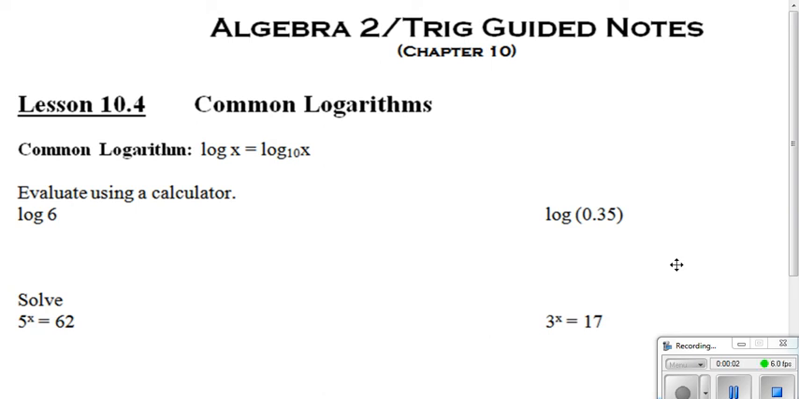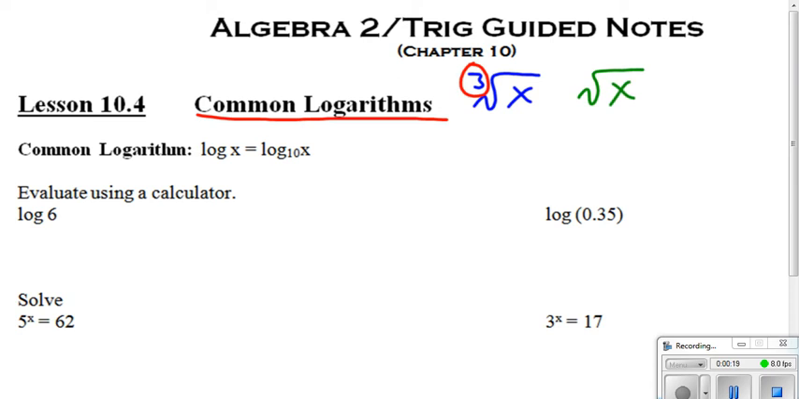Lesson 10.4 is about an idea called the common logarithm, or common log. If you remember back to radicals, if we wanted the cubic root of x, we always had to put in this extra index, this 3 here. But if we just wanted the square root of x, we don't actually have to write 2 there. It's implied, and we just say radical x, or square root of x. Same thing with logarithms.